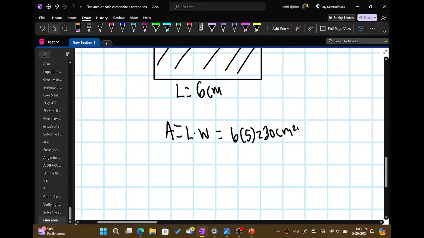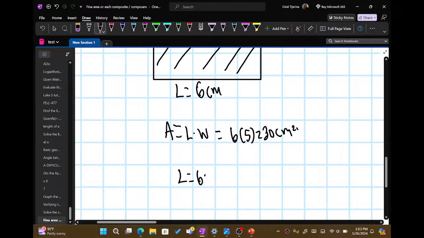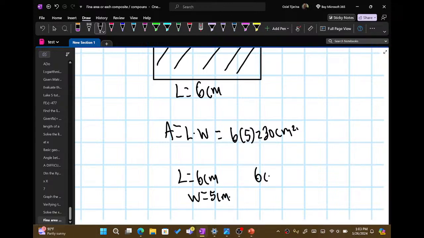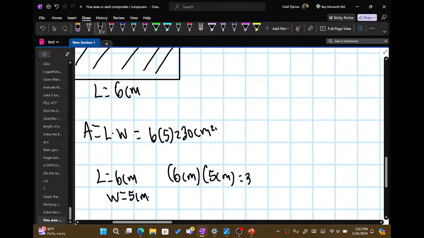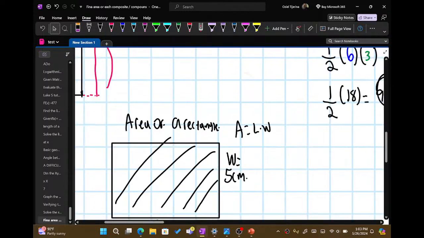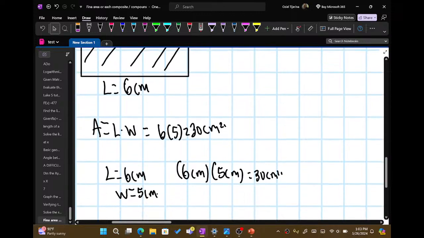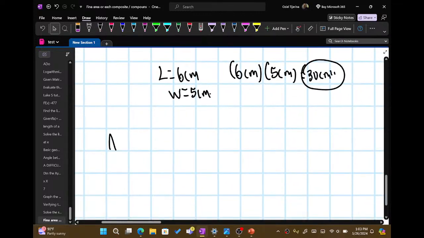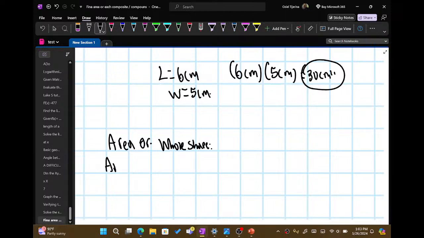The reason why we say it's centimeters squared, guys, is because length is 6 centimeters, width is 5 centimeters. So 6 centimeters times 5 centimeters is 30 centimeters squared. That's why it's squared, right? Now we know that the area of the rectangle is 30 centimeters squared. So therefore the area of the whole shape is area of triangle plus area of rectangle.